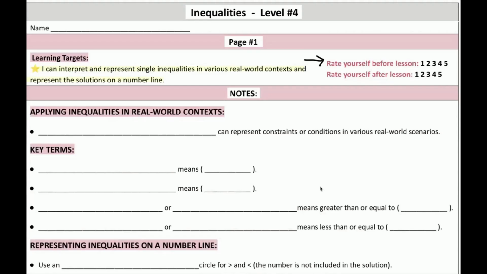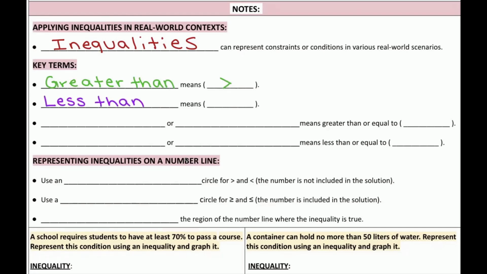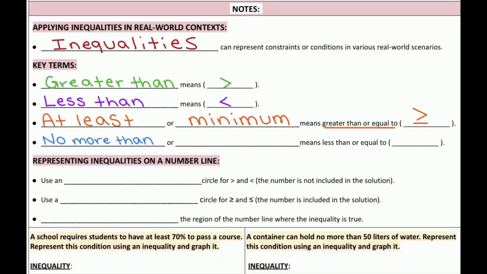Let's take a look at our notes. Our first note is inequalities can represent constraints or conditions in various real-world scenarios. Make sure you're writing with me. If you ever need more time during today's video, make sure to pause and take the time you need. Greater than is represented by this symbol. Then we have less than. At least or minimum are keywords for greater than or equal to. And no more than and maximum are keywords for less than or equal to.